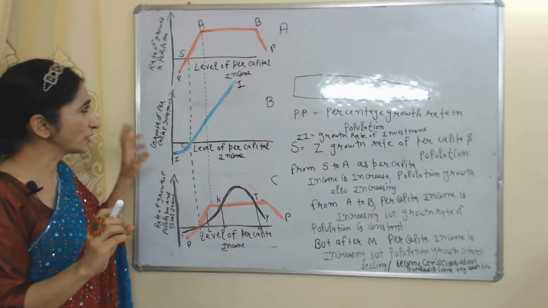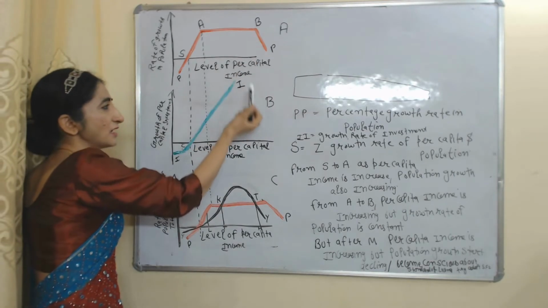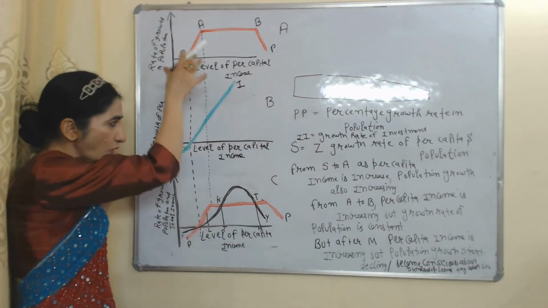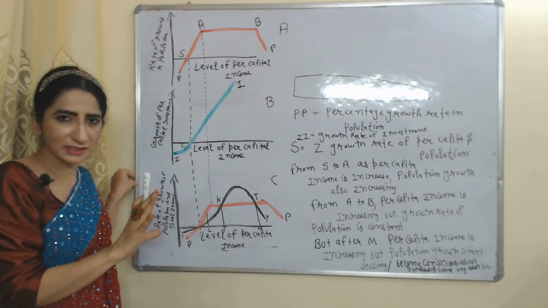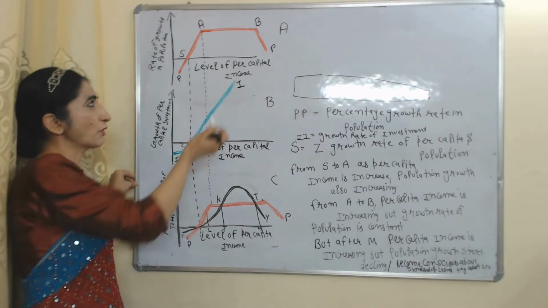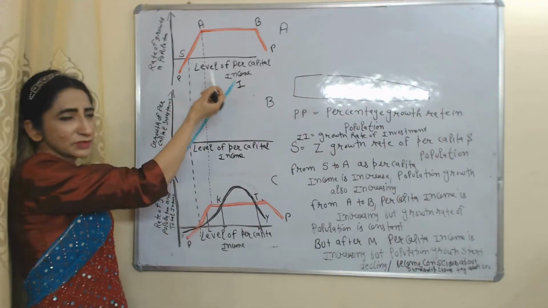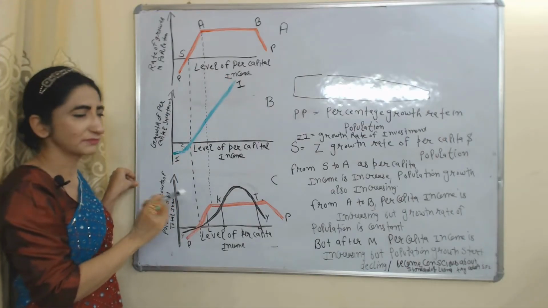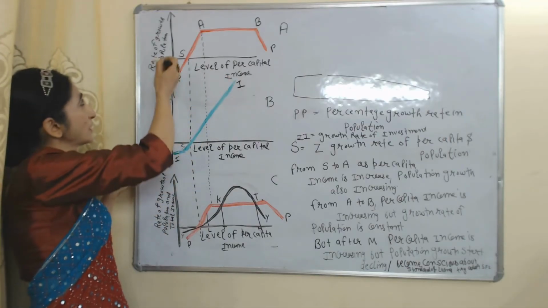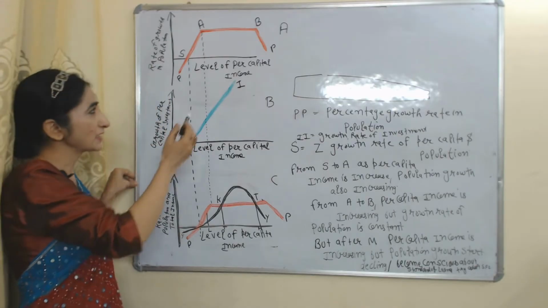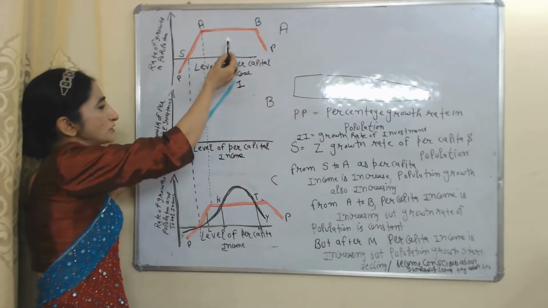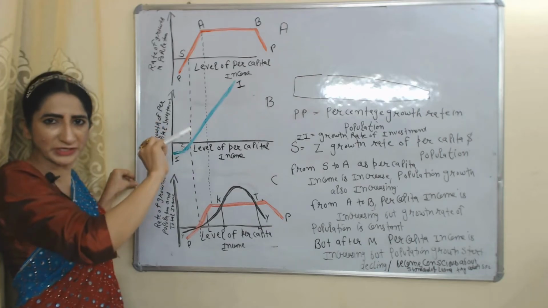Here you can see we have three diagrams, A, B and C. All three diagrams are connected with each other. First of all, we will see diagram A. In this diagram, on the x-axis we have the level of per capita income and on the y-axis we have the rate of growth in population. This red curve shows the percentage growth rate in population.